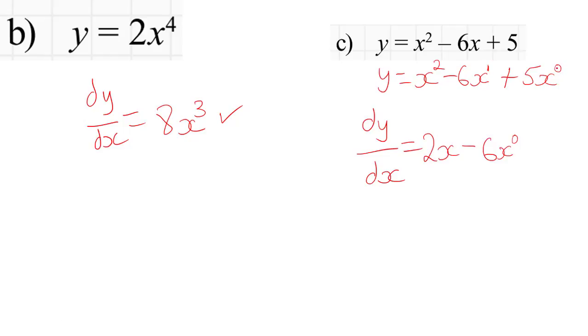And then for this one, you do 0 times 5, which is obviously 0. Now, 0 times anything is just going to disappear, so that one there I can just ignore. Now, all I need to do is simplify this bit. So this is going to be 2x. Now, this x to the power of 0 is 1, and 6 times 1 is just 6. So that's going to be minus 6, and that's going to be the answer to that.